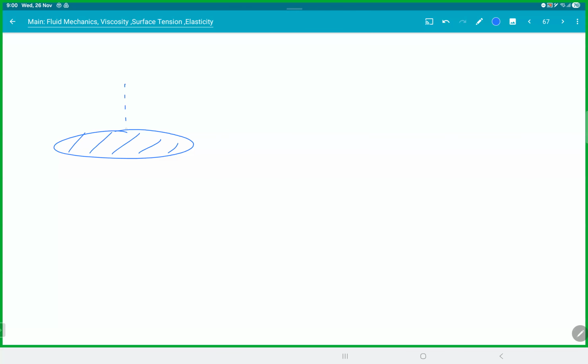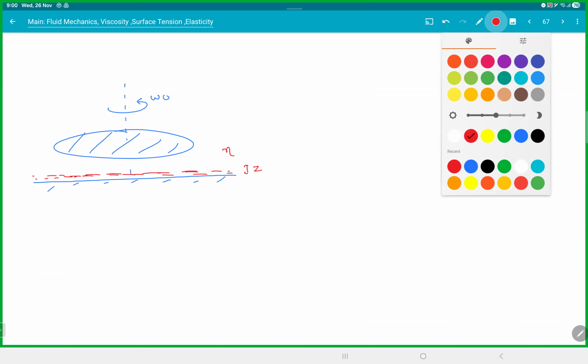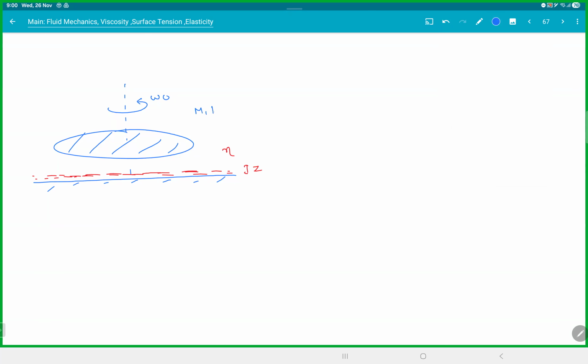We have a plate which is rotating with omega naught. Then it is placed on a ground where there's a thin layer of fluid. This we did in the class notes. It's a good one. We have a thin layer of fluid which has thickness z and viscosity eta. Find the time when the disk stops rotating, or find omega of the disk as a function of time t.